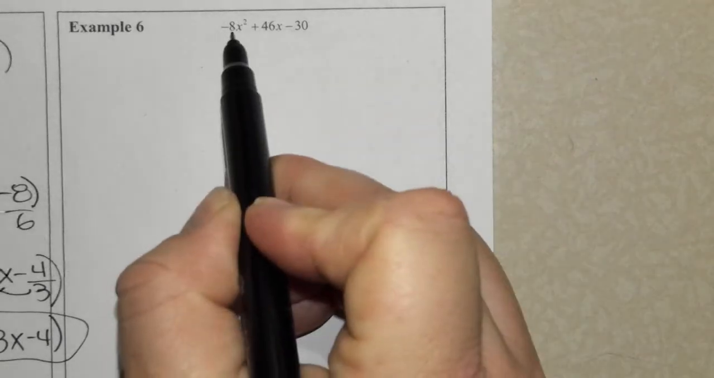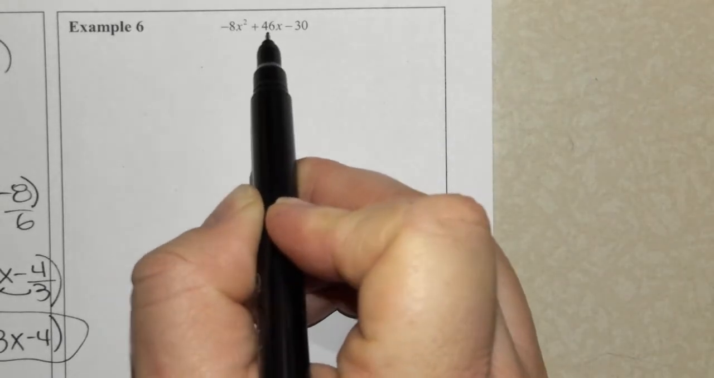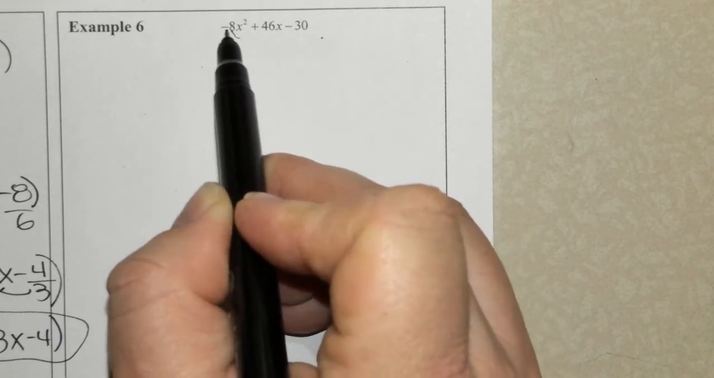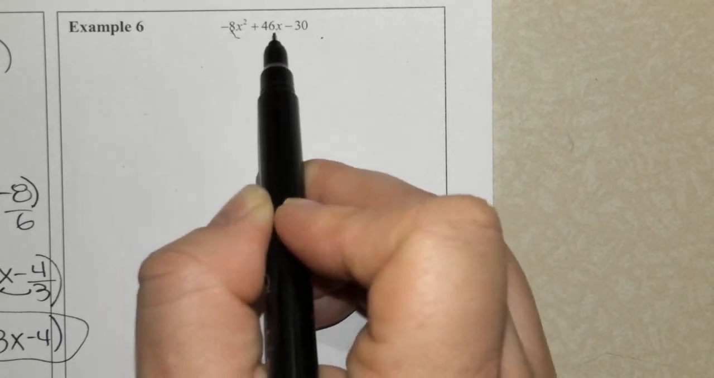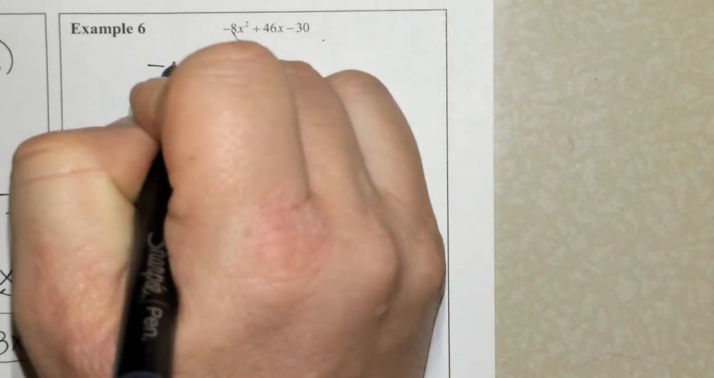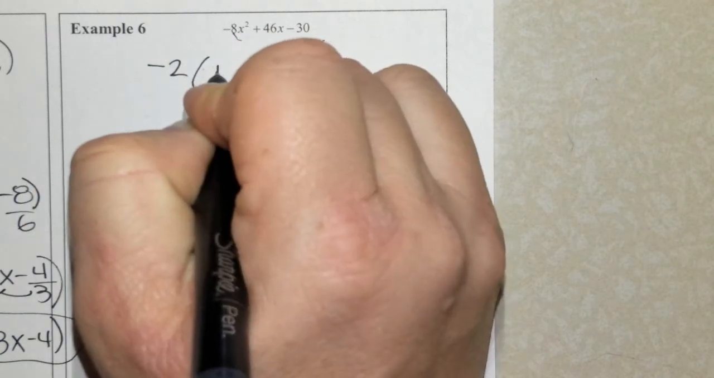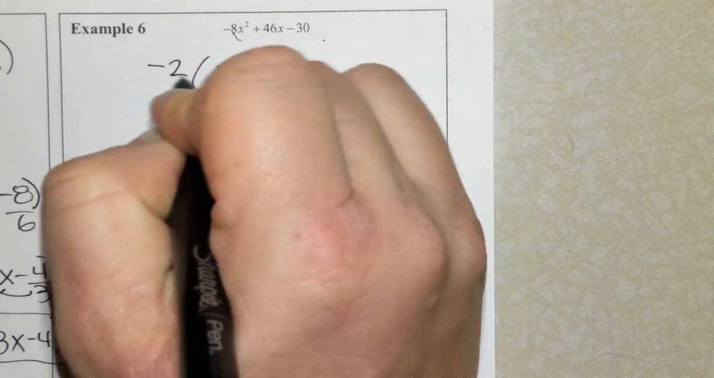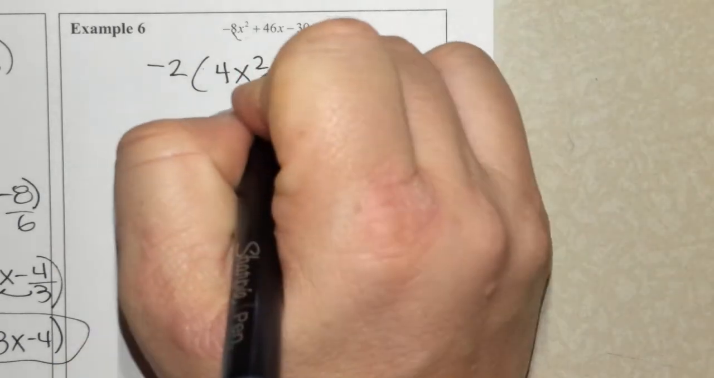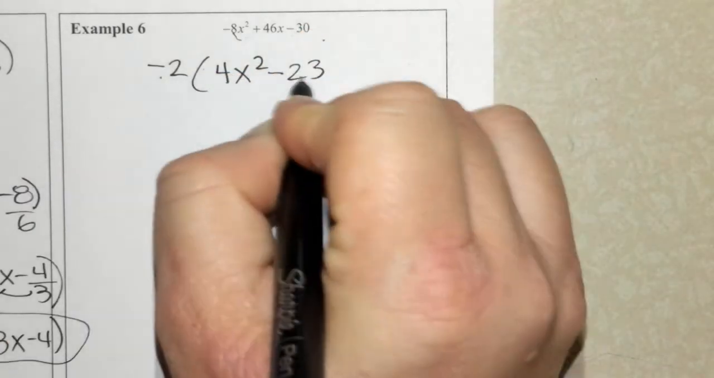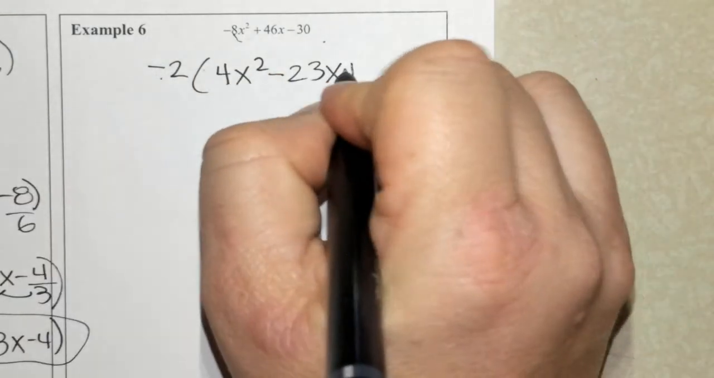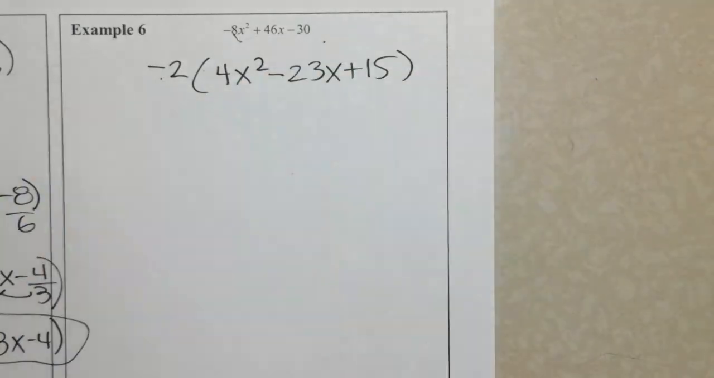This looks tricky. So I know that 8 doesn't divide nicely into 46 or into 30. And I know 4, which also divides nicely into 8, doesn't go into either number, but they're all even. So let's take out a negative 2 to make life easy. So negative 2 times 4 is negative 8 with an x squared. Negative 2, so if I take 46 and I divide it by 2, I get 23. And I'm going to make it a negative 23 because a negative times a negative equals a positive up above. And negative 2 times positive 15 gives us the negative 30.